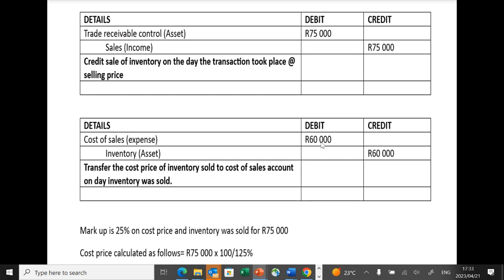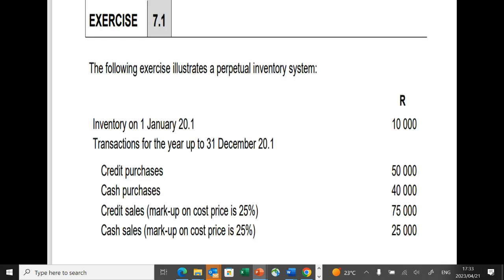It's 60,000. Someone will ask, how did we arrive at this 60,000? You were told that the markup was 25% on cost price, and inventory was sold for 75,000. To get the cost price, you will just say 75,000 times 100 divided by 125, then you get your 60,000 rand. There was also a cash sale of 25,000. The markup on cost price is 25%.